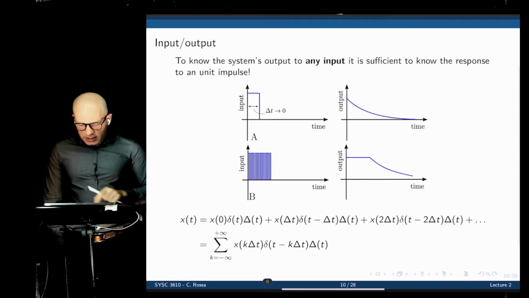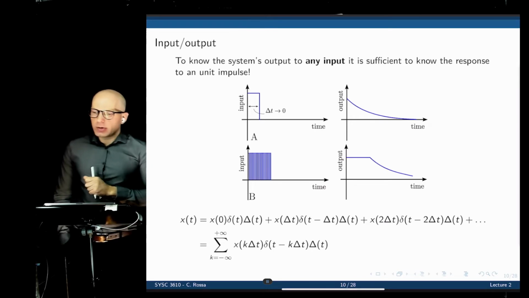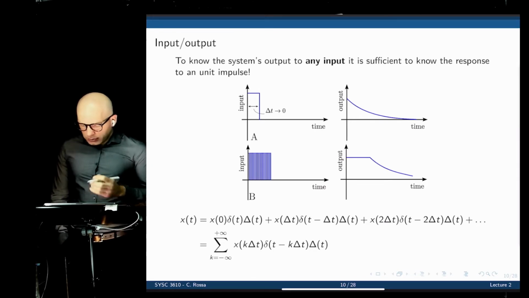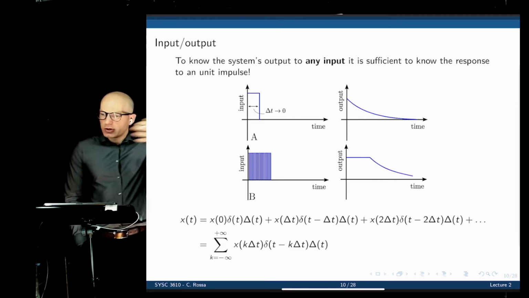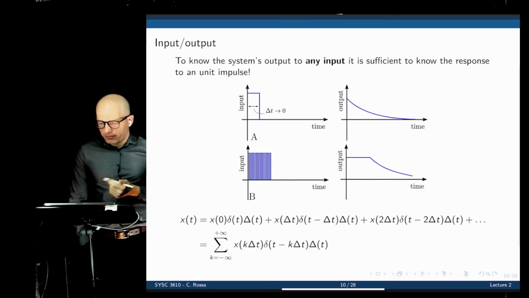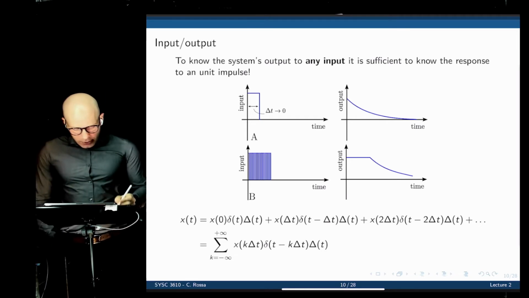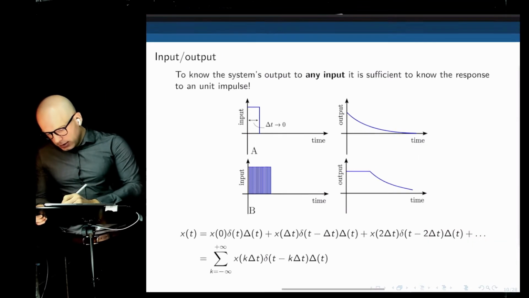Let's go back to our example here. Mathematically, what we can do now is to take a combination of this input, apply that to the system, see what you get in the output, and then add everything up. So let's assume that our input is something like this. Let's say a signal.